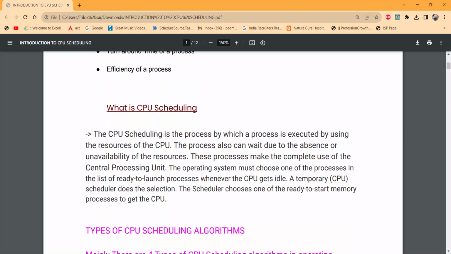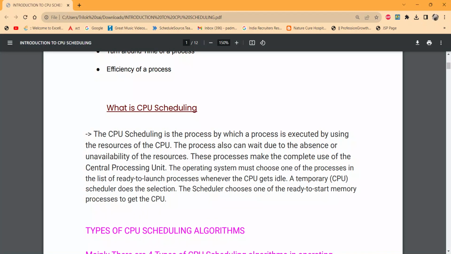Now the process also can wait due to the absence or unavailability of resources. As I have told you, when there are n number of processes coming and waiting in the ready queue, there may be unavailability of resources because in the critical section, according to the rules of process synchronization, only one process can exist. So when one process is already busy in the critical section or already busy with the CPU, other processes have to wait due to the unavailability of resources. But these processes make the complete use of the central processing unit, that is nothing but the CPU.